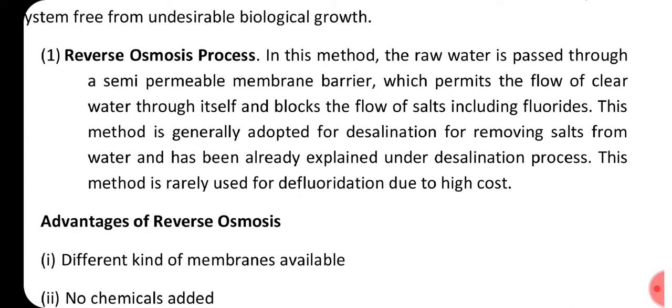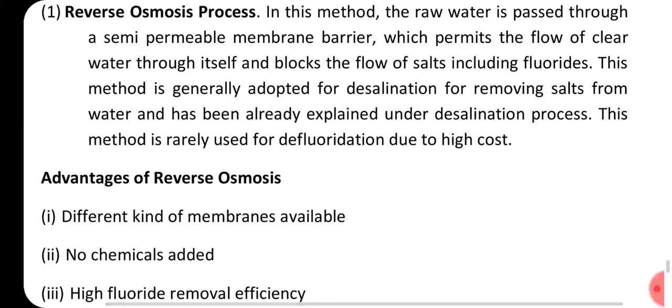Reverse osmosis process. In this method, the raw water is passed through a semi-permeable membrane barrier, which permits the flow of clear water through itself and blocks the flow of salts including fluorides. I already explained reverse osmosis in the beginning, so there is nothing much to explain. The same process is done here also. Whatever process is done for reverse osmosis in desalination, the same process is done in defluoridation. So reverse osmosis is used in two cases, desalination as well as defluoridation. The same thing is here.